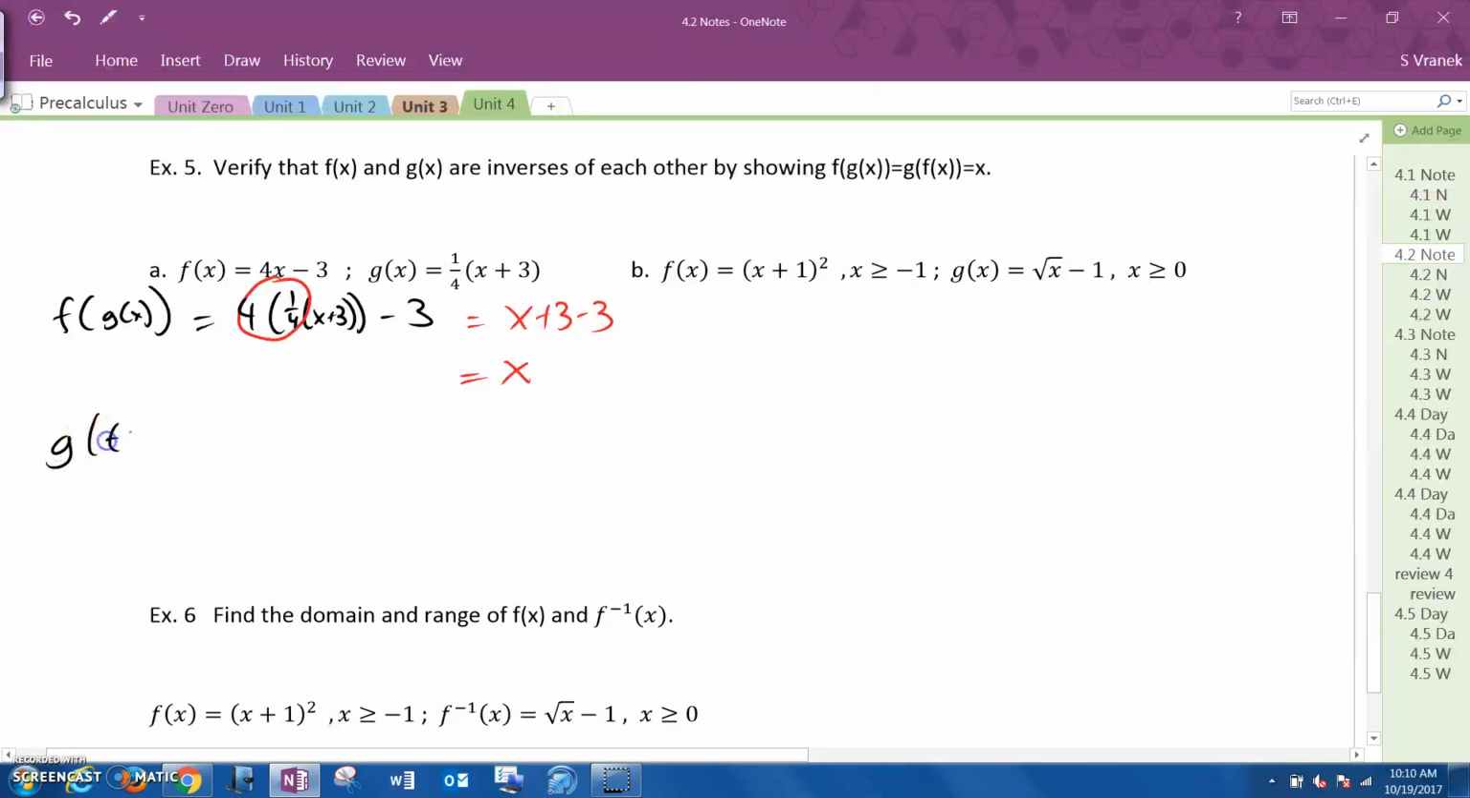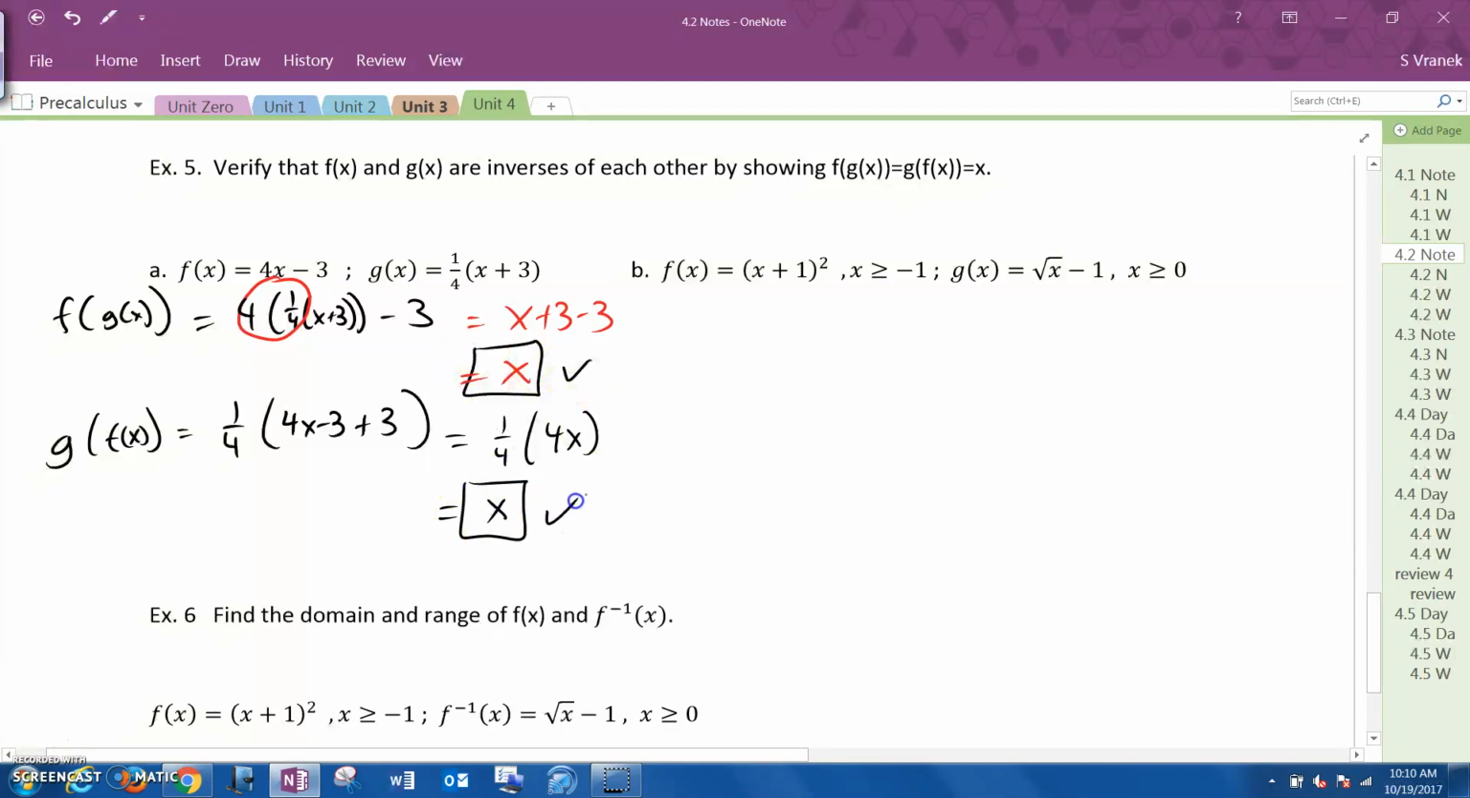g of f of x is, we start with g, 1/4, parentheses, we have a blank, plus 3. What goes into that blank? It's now 4x minus 3. So first thing you should do is simplify the inside, which is just 1/4 on the outside, and then 4x, which again is just x. So we have just verified that they are inverses because both composites are equal to x.